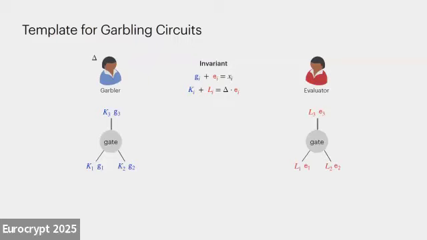So now we need a modified invariant to use this multiplication gadget. We need additive shares of every intermediate value, as well as the garbler has a key and the evaluator has a label, which are shares of delta times the evaluator's share. And using this, we can keep using the multiplication gadget to maintain the invariant.